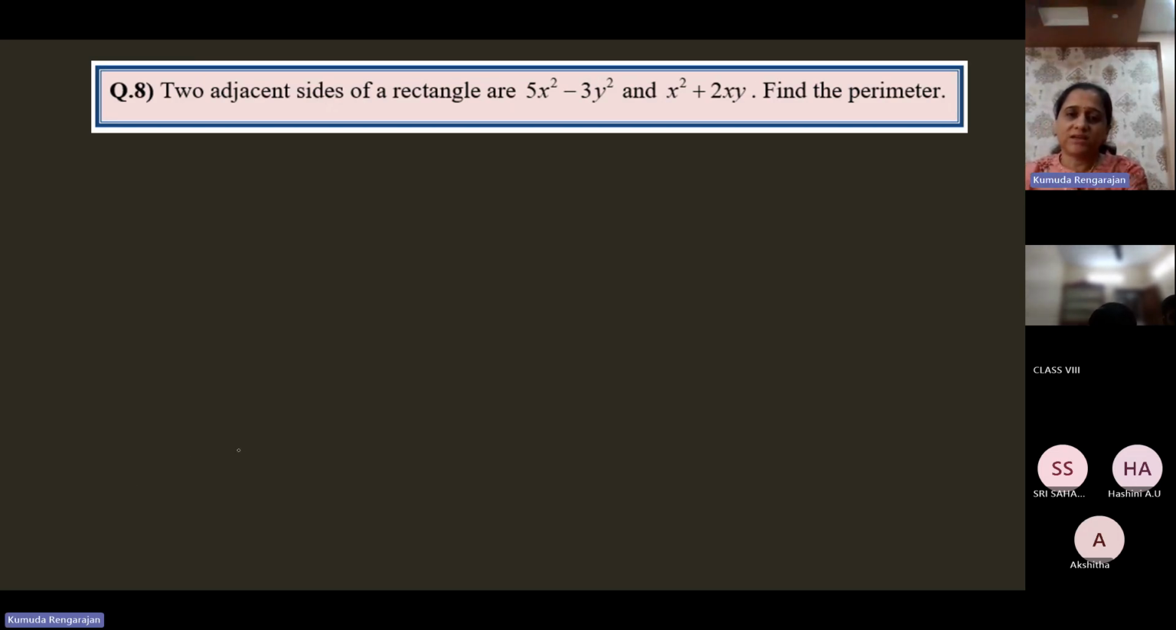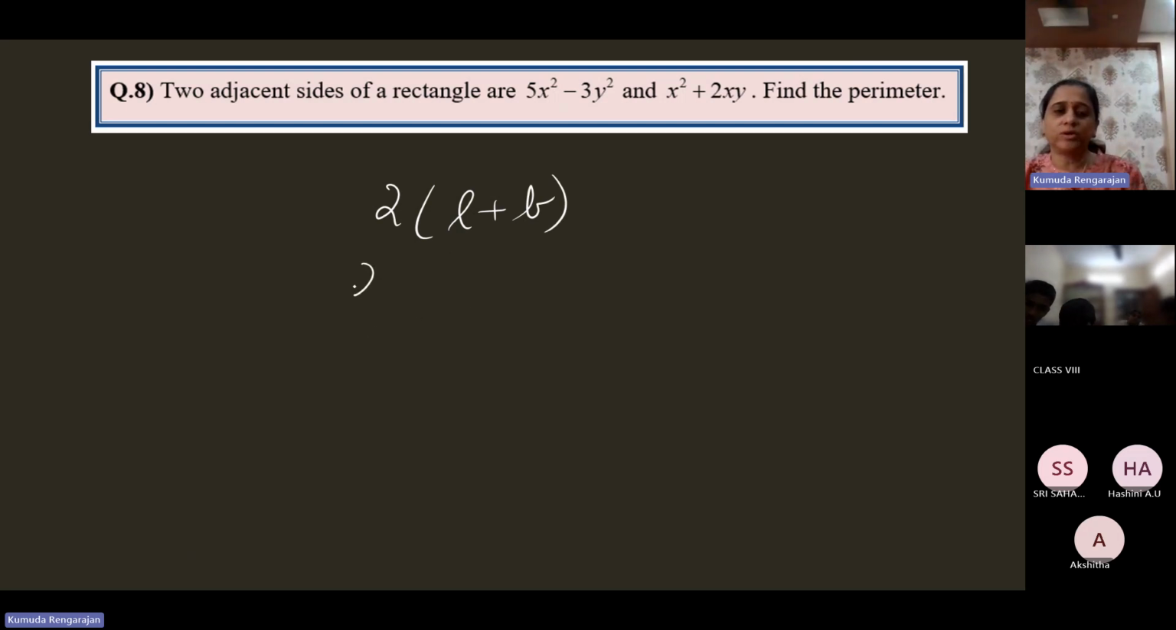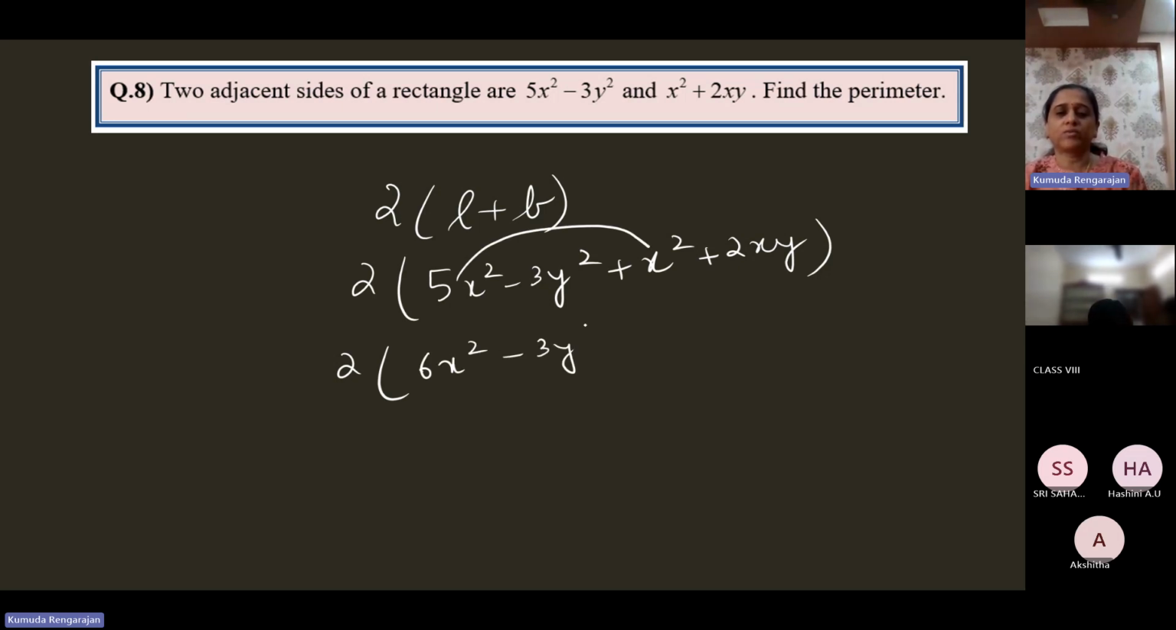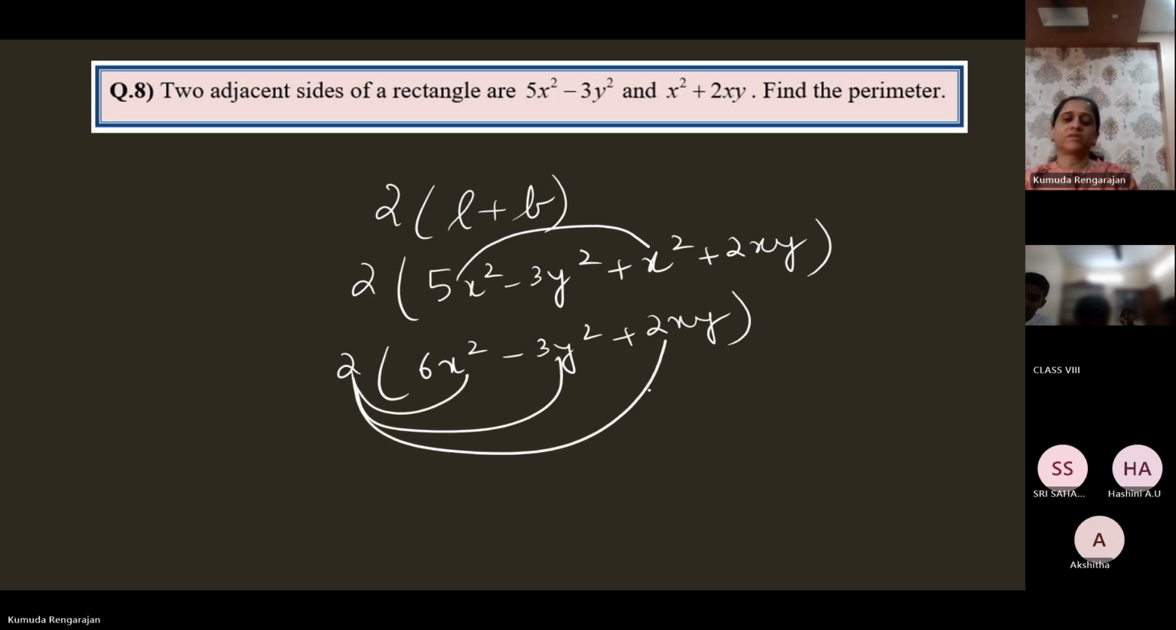Adjacent sides of a rectangle are given to you, find its perimeter. So we know that the formula to find the perimeter of a rectangle is 2 into L plus B. So 2 into L plus B. So 2 into, this one you can simplify, 6x squared minus 3y squared plus 2xy, and multiply this into this, this into this, this into this. That's all. That's the perimeter.